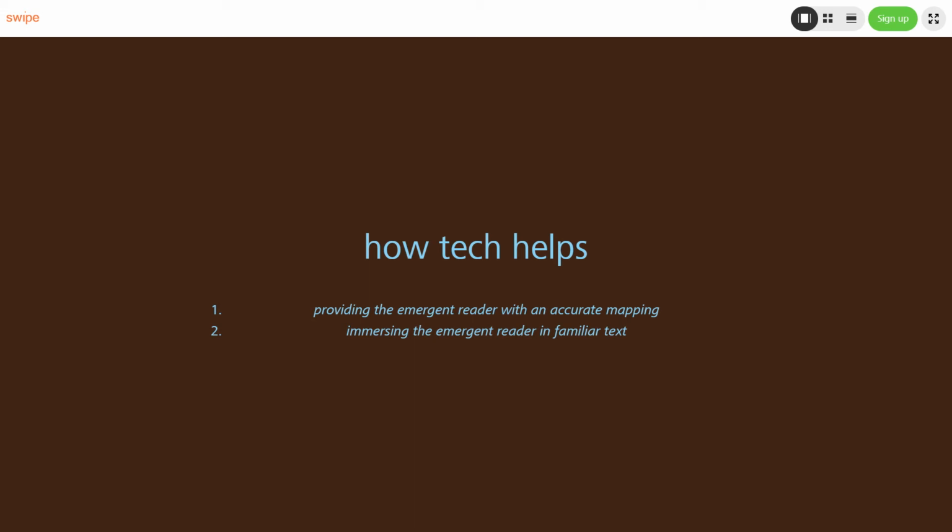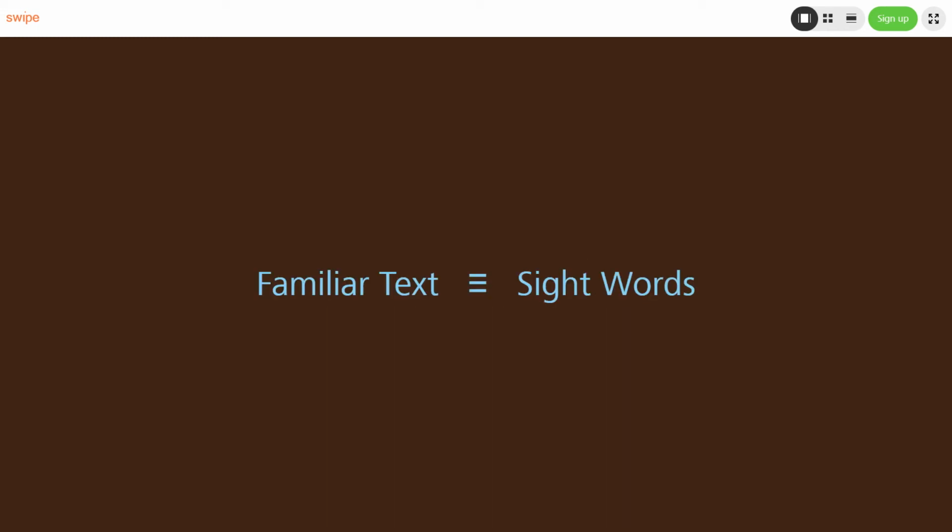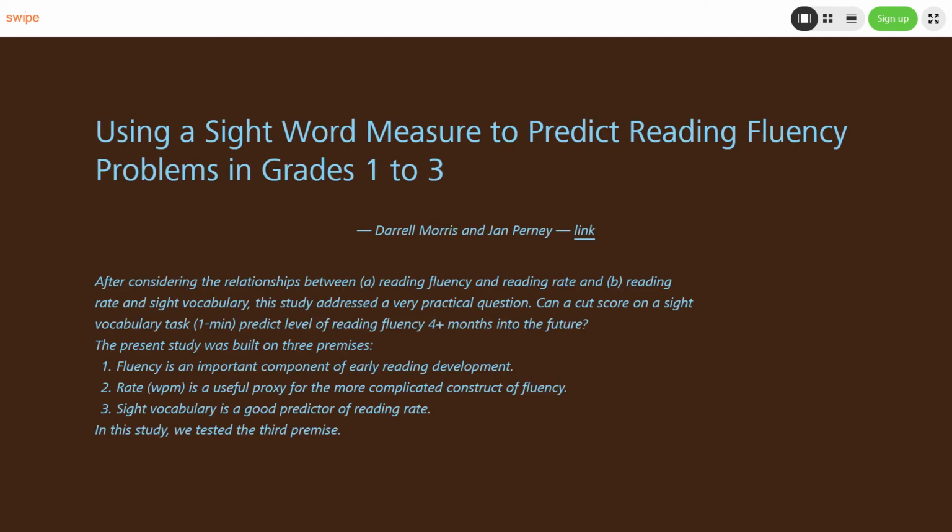The other thing that technology does is, through computations, in a way that we can't do without those computations, it can immerse an emergent reader in familiar text, and that is sight words. Okay, so sight words aren't a strategy, they're not a crutch. Sight words are the result of practiced reading.